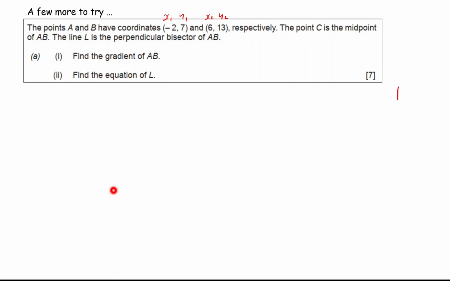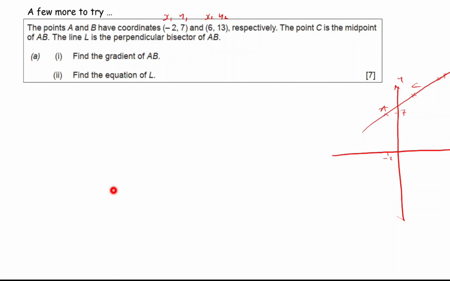So for this question, I'm going to start off by plotting our points A, B. So our point A is minus 2 and 7. So that's going to be roughly there. And then 6, 13. So 6 across and 13 up. So point B is up here somewhere. If I was to join those two, you see we've got a positive gradient. Now C is the midpoint of these, so it's going to be roughly in this position here.